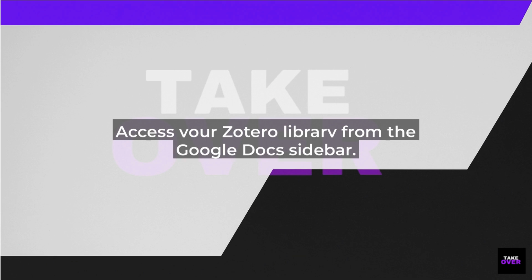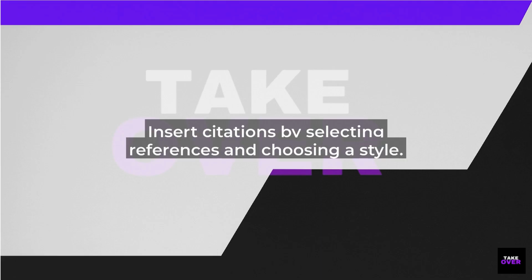To add a citation, select the spot in your document where you want it. Click the Zotero icon, and a sidebar will pop up showing your Zotero library. Browse or search for the reference you need, select it, and choose your citation style, like APA, MLA, or Chicago. Hit Insert Citation, and voila, it's added instantly with the correct formatting.